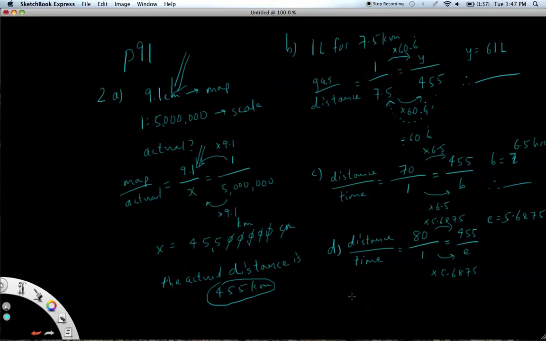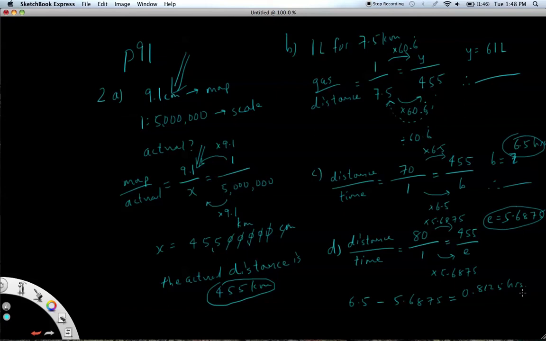So the time she'll save is actually 6.5, which I got from part C up here, minus 5.6875, which I got from here. And I want to find the time savings. So let's do that. 6.5 minus 5.6875, which equals 0.8125 hours. And I would accept this answer here, okay?